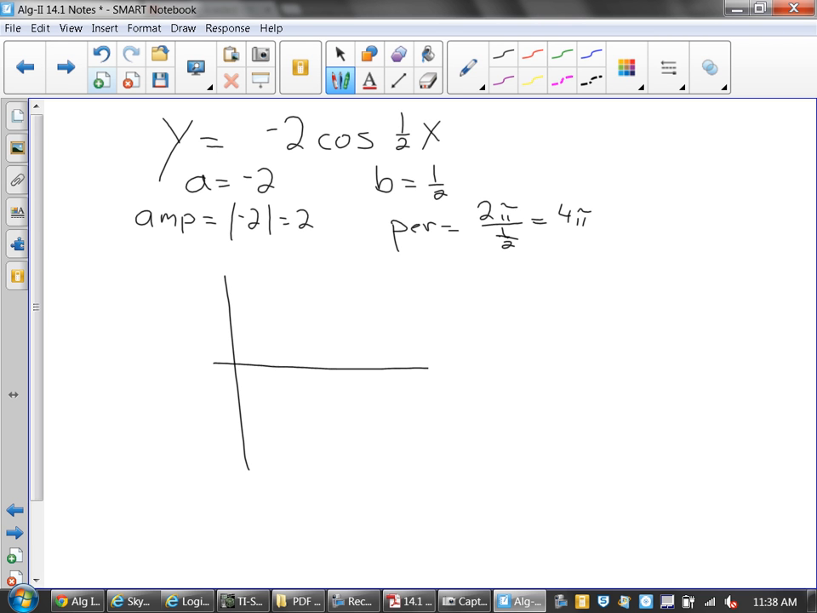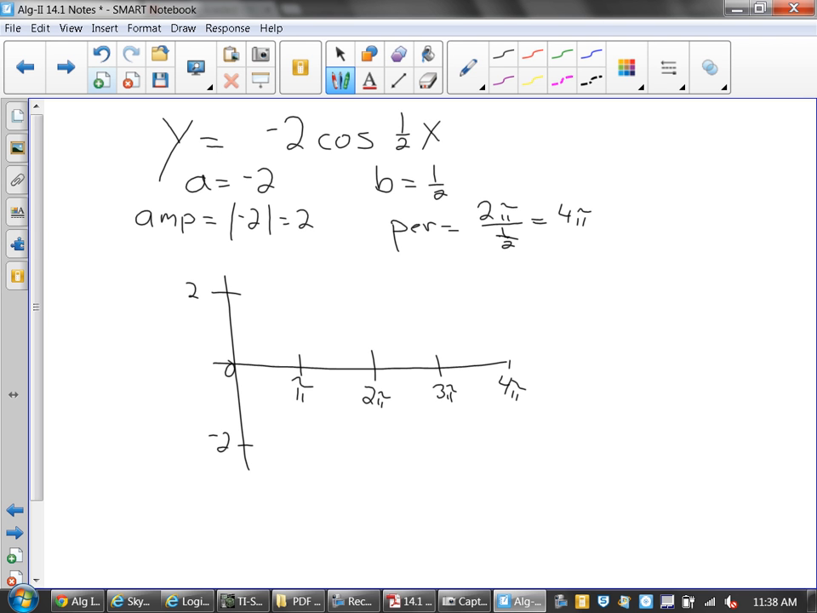Draw it out, going out to 4 pi. What are the other breakpoints we have to worry about? Pi, 3 pi, and 2 pi. Nice when it works out this way. I like that. Amplitude is 2, so it's got to go up to 2 and down to 2.